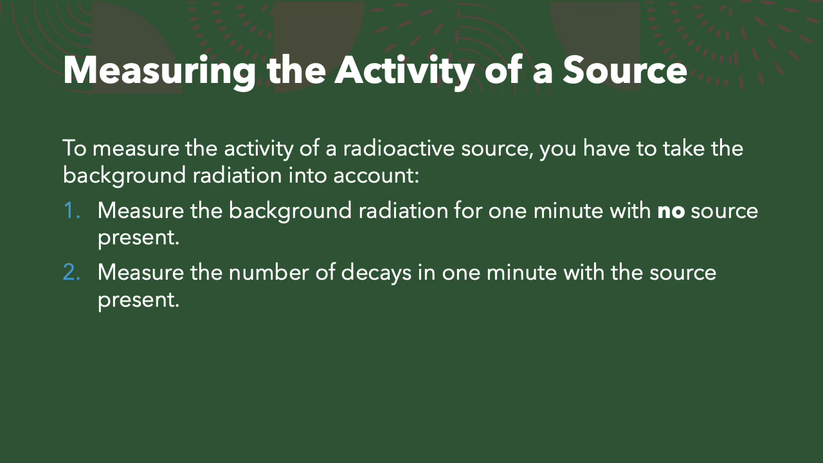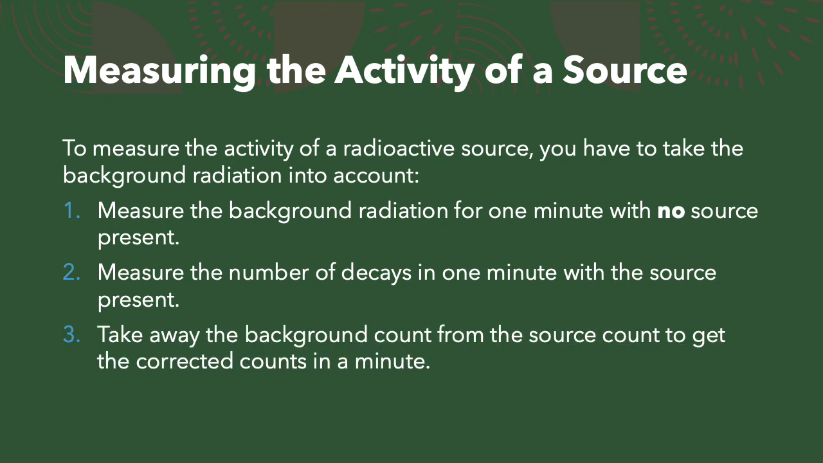We can then pop our source in, and we get another measure of counts, which will have changed. If we subtract the background count from that source count, that'll give us the corrected counts in 1 minute, and then we can calculate the activity using that formula that we've already seen, A equals N over T.